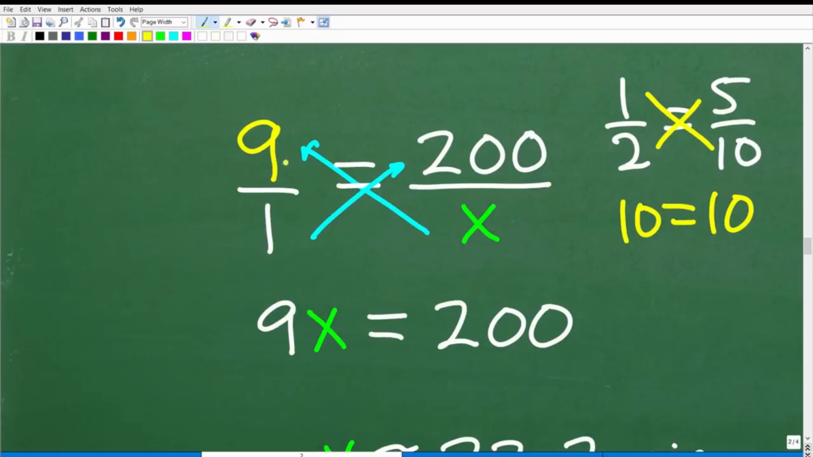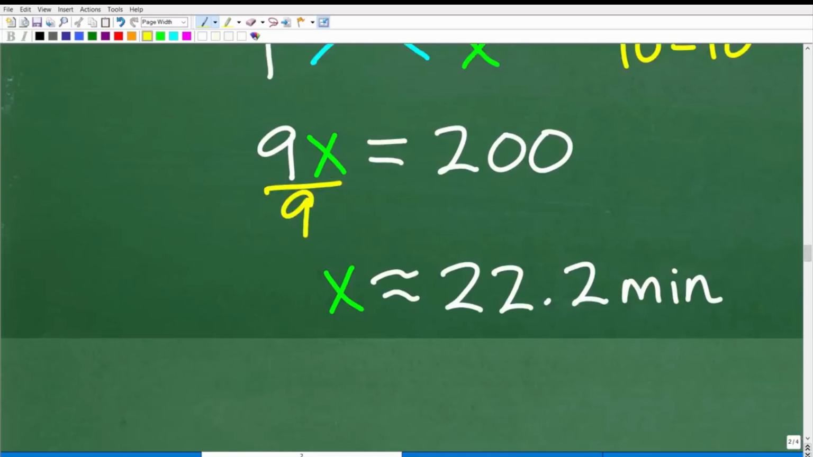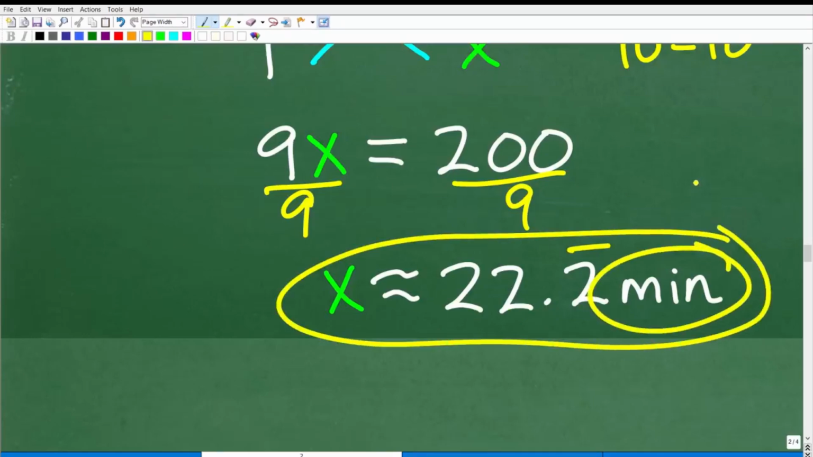All right, so x times 9 is 9x. 1 times 200 is 200. And now to solve for x, super easy. All I have to do is divide both sides of the equation by 9, and then 200 divided by 9. And feel free to use your calculator. It's going to be approximately 22.2 repeating, but we'll just call it 22.2 minutes, right? Because our unit of measure is minutes.